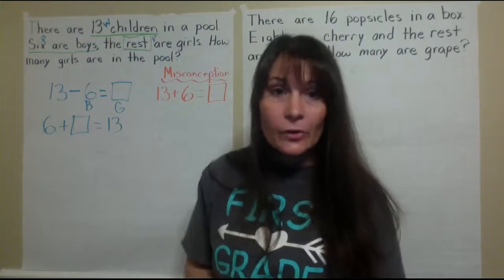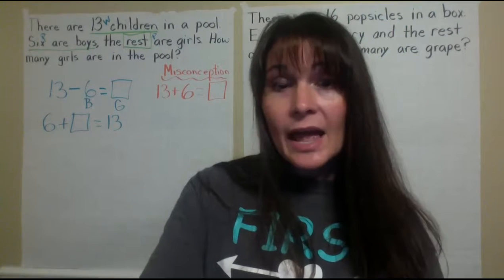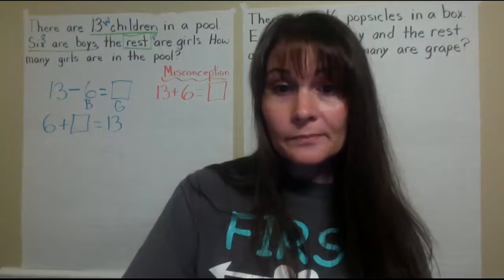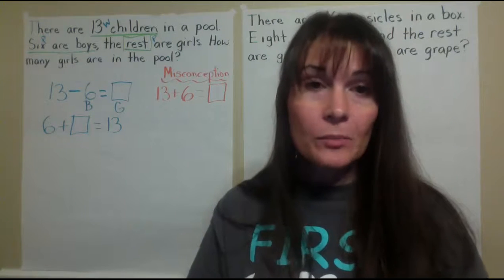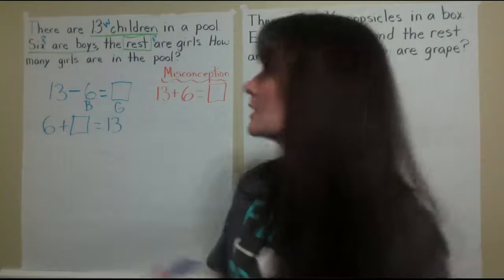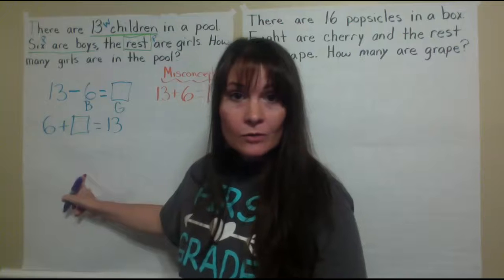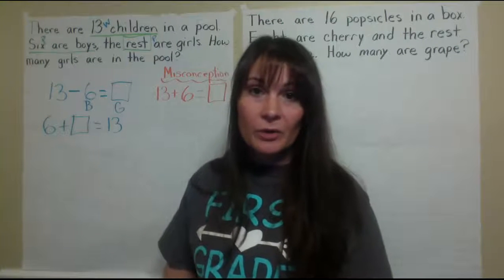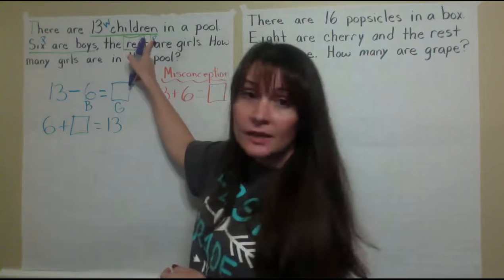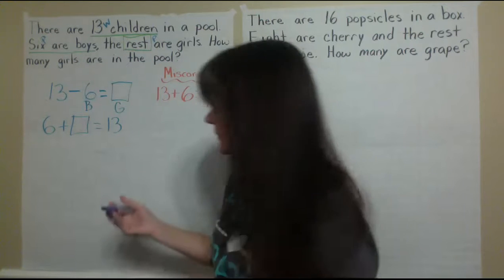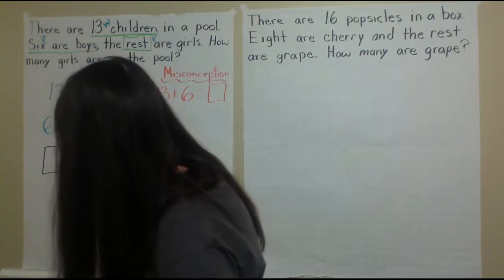On your paper or your board, use a model and see if you can figure out how many girls are in the pool. I heard some great thinking. Let's look at some of the models that you are using. I saw someone use a number bond or a part-part whole, which is perfect for this type of problem because you have a whole and you have two parts. So let's go ahead and look at that. I saw someone use a number bond.